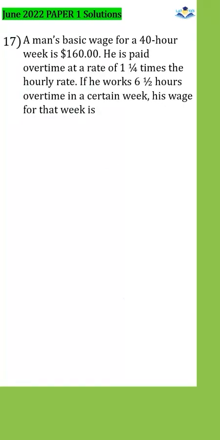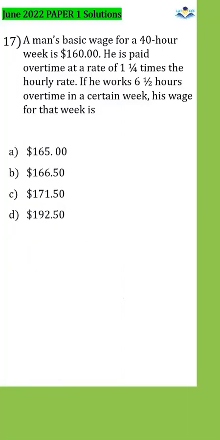Question 17. A man's basic wage for a 40-hour week is $160. He is paid overtime at a rate of 1.25 times the hourly rate. If he works 6.5 hours overtime in a certain week, his wage for that week is, let's look at this question. His basic wage is $160 and he works for 40 hours in 1 week.